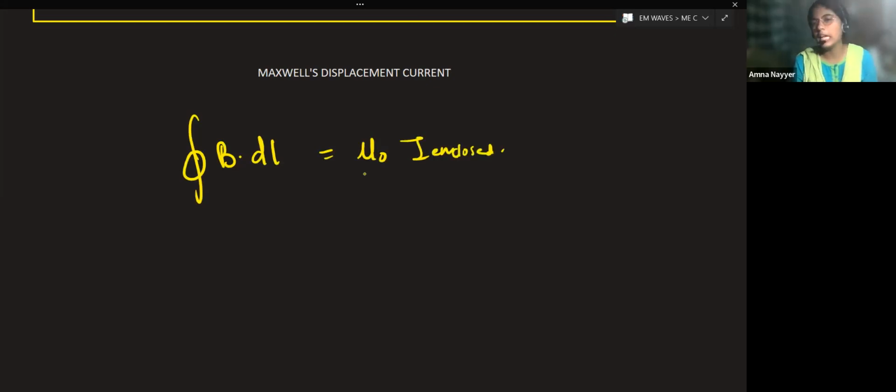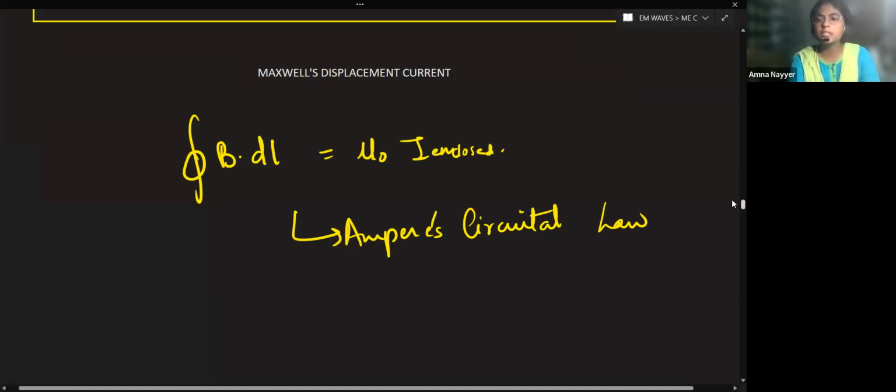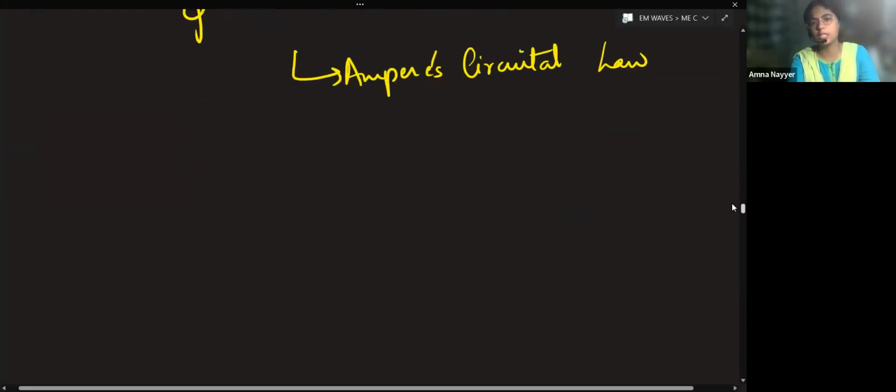Now, Maxwell noted that there were certain inconsistencies associated with the Ampere circuit law. This was Ampere circuit law. Now, how he observed was through experiments only.